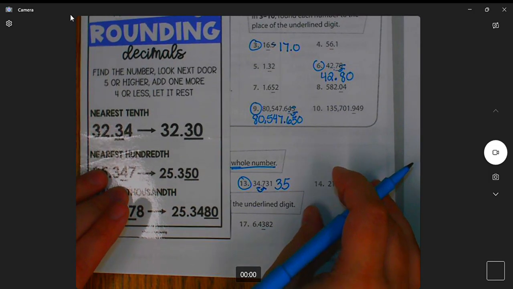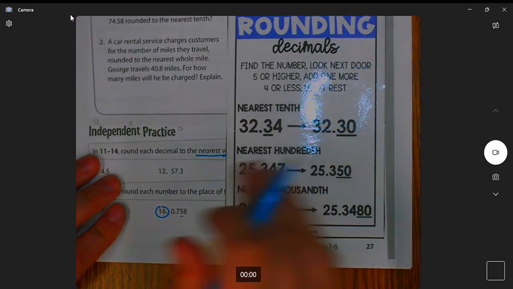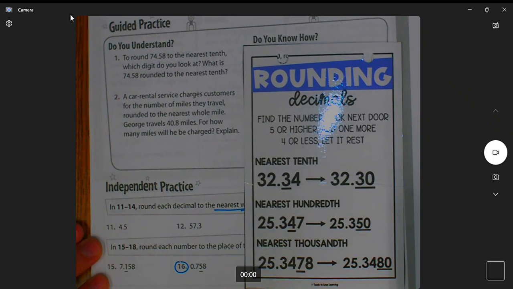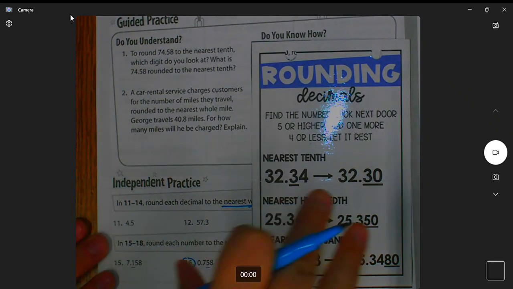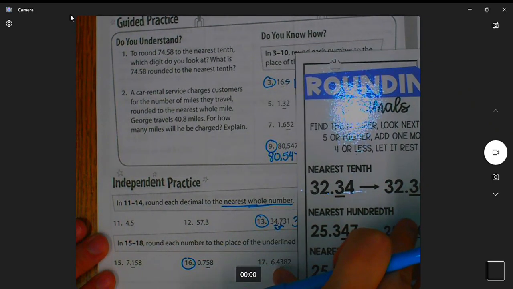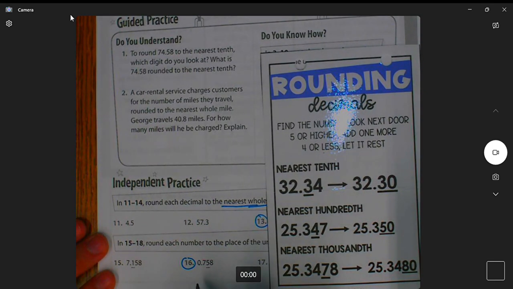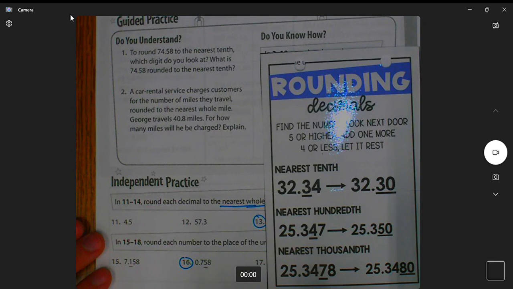All right, and then we're going to look at number 16. Well, a little bit of a glare. It's okay. This says round each number to the place of the underlined digit. So as always, I'm going to keep the digit I know I need. That's the 7.